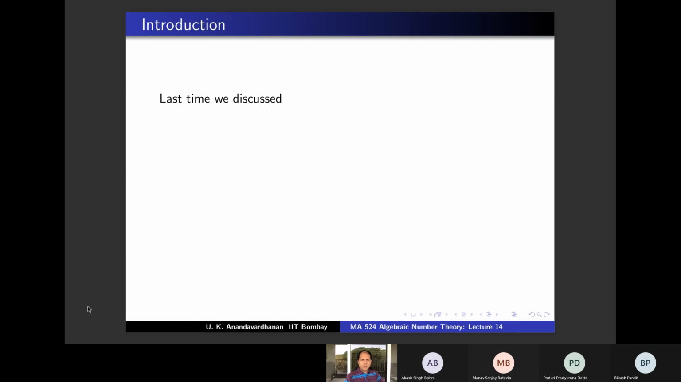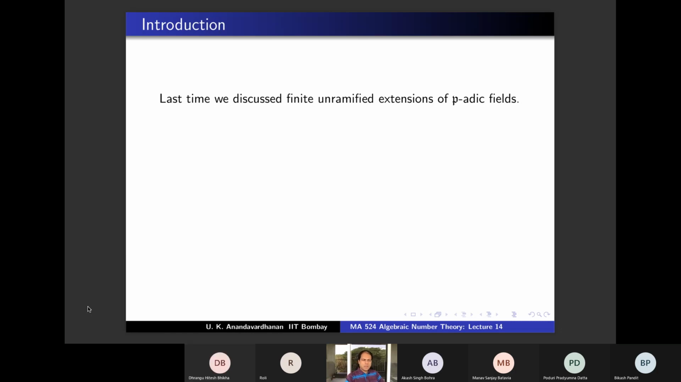So let's quickly recall what we did last time. Last time we discussed the finite unramified extensions of p-adic fields. Remember, the most important property of a p-adic field is that it is complete, and the ring of integers is a DVR. That gives a valuation, and with respect to that absolute value, it's complete. This is where you have Hensel's lemma and Krasner's lemma and all those things.